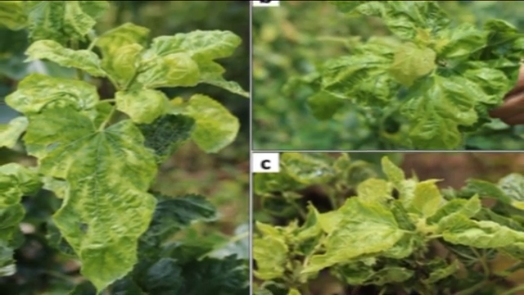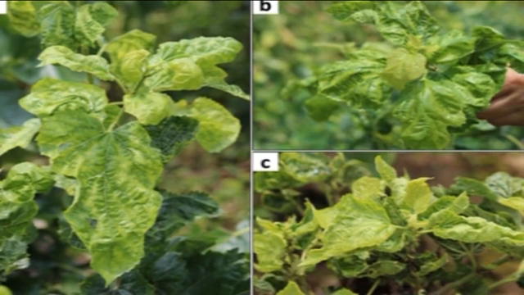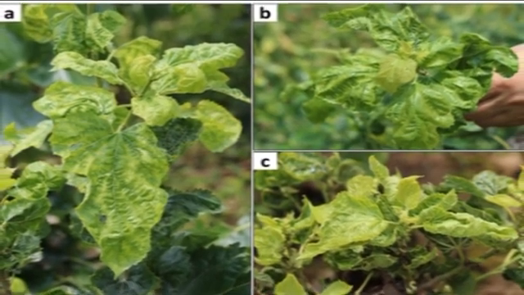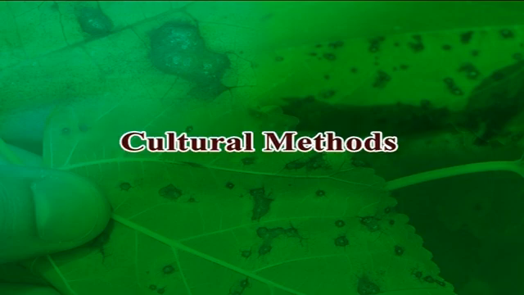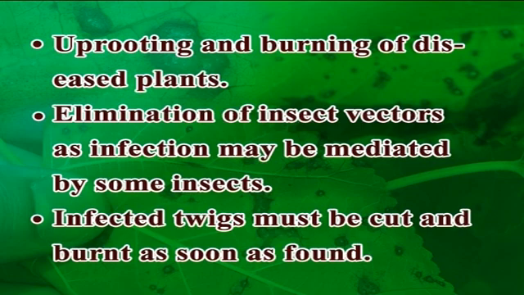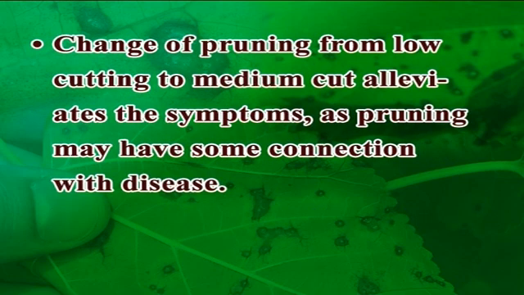The intensity of the disease and the loss in crop yield vary considerably depending upon the variety and climatic conditions. Management strategies. Cultural methods. Uprooting and burning of diseased plants. Elimination of insect vectors as infection may be mediated by some insects. Infected twigs must be cut and burnt as soon as found. Change of pruning from low cutting to medium cut alleviates the symptoms as pruning may have some connection with disease.